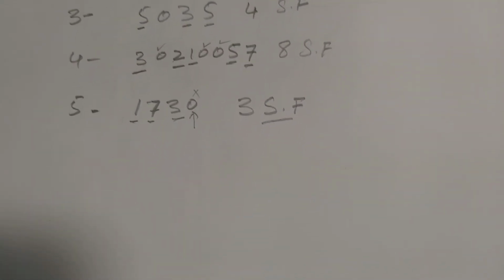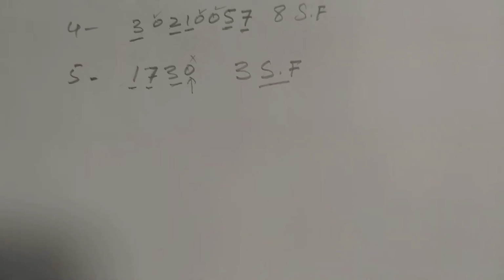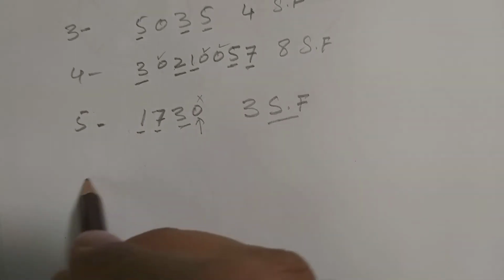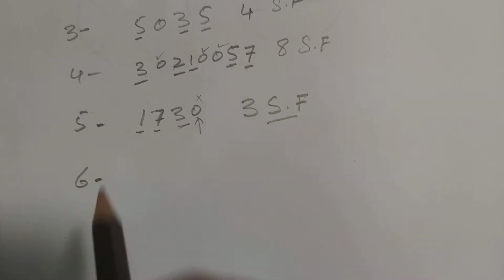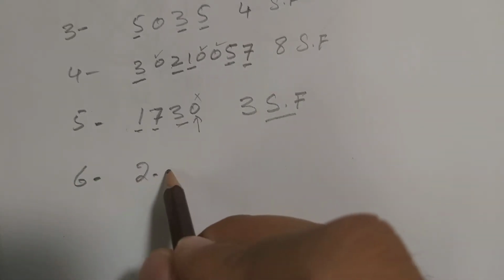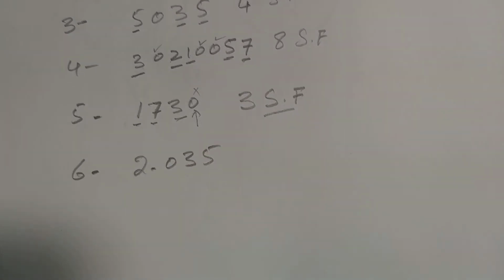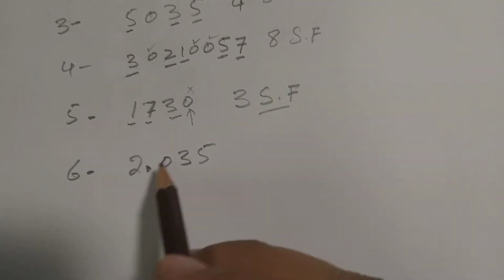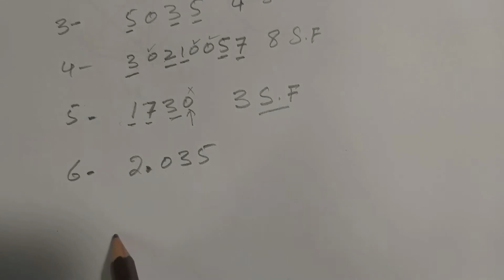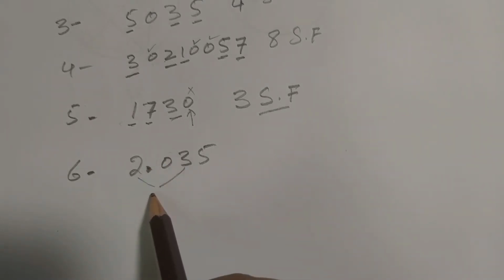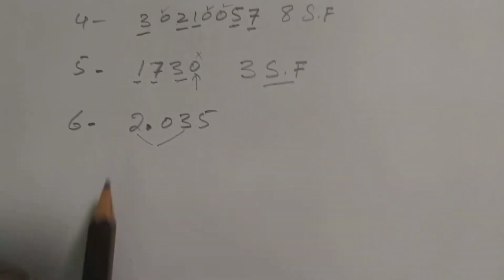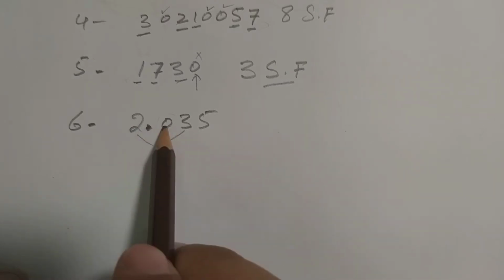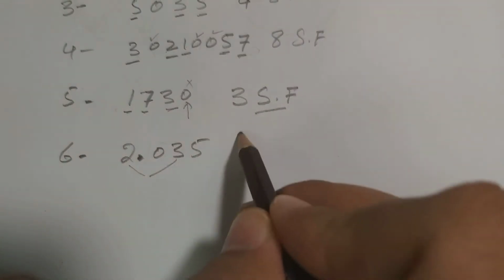But sometimes the numbers come with decimals. With decimals, students normally get confused about whether a zero is significant or not. Let's see an example: 2.035. With the decimal here, we don't care about the decimal regarding the zero. If the zero comes between two non-zero numbers, it becomes significant, as we learned in the previous examples. So how many significant figures? 4 significant figures.